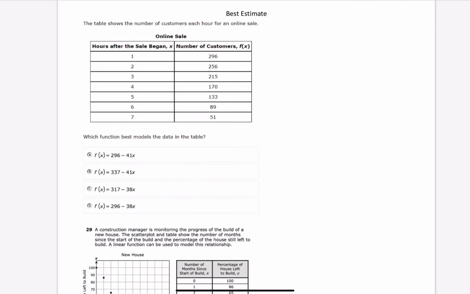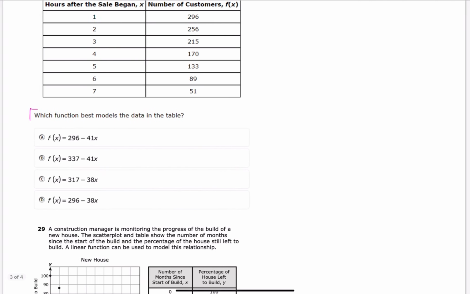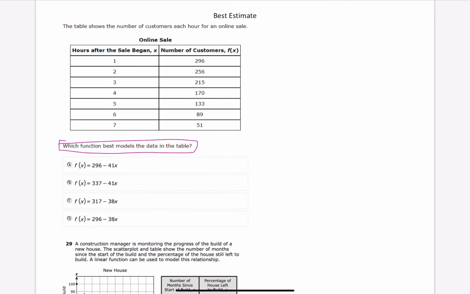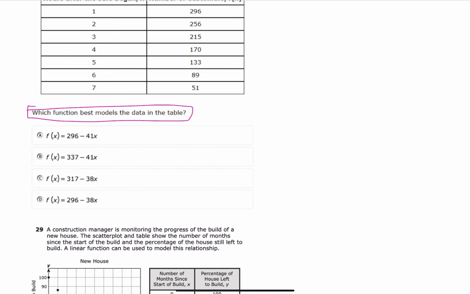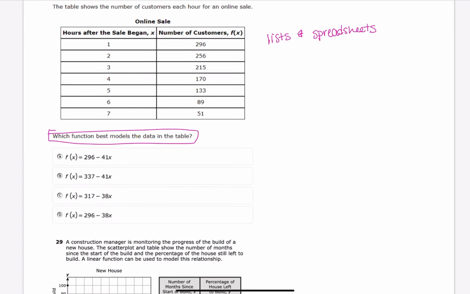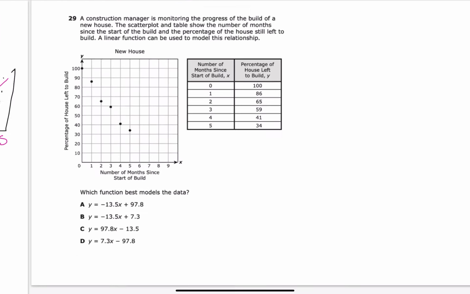Now here, these are easy. Which model best fits the table? Let's look at our options. None of these have an exponent, so we're not clicking quadratic, we're not clicking exponential. You should be thinking lists and spreadsheets. Then you're going to find your M and your B and pick the correct answer.